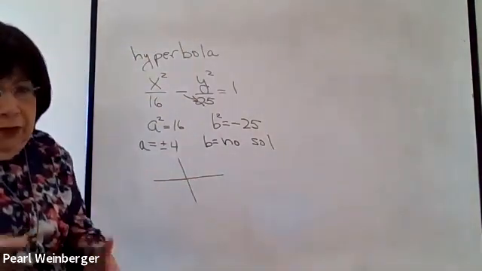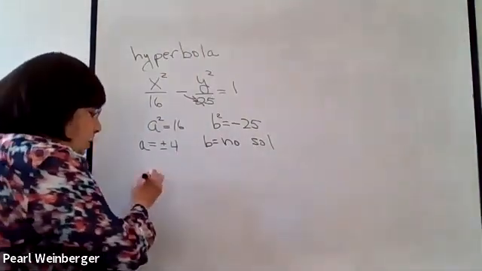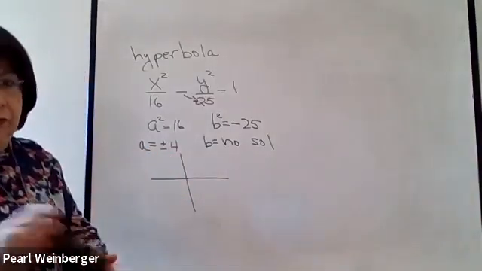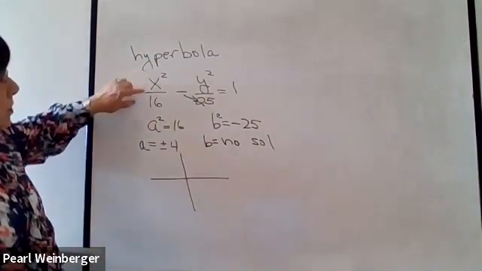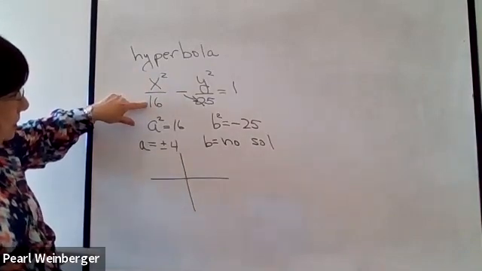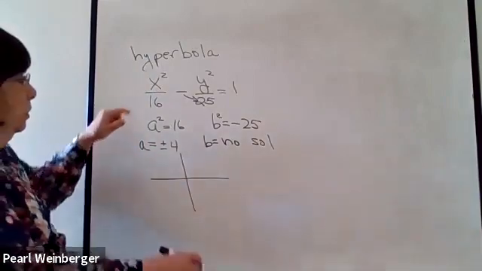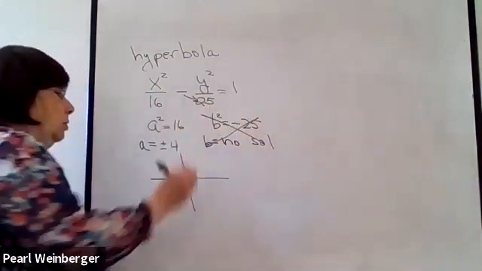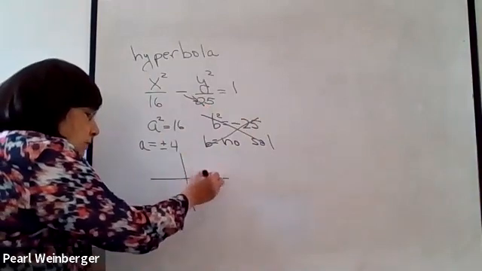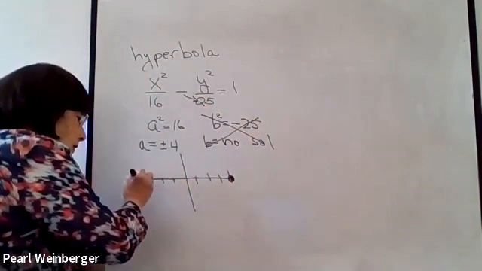There's a lot more to talk about on hyperbolas, but we're really not required to do it. So I'm just going to do the very basics that you have to know. Only the positive one, if it's the x squared that's positive, you're going to have x-intercepts. I'm going to do in a minute one where the y squared is the positive. You totally ignore the b squared. You have x-intercepts of 4 and negative 4.